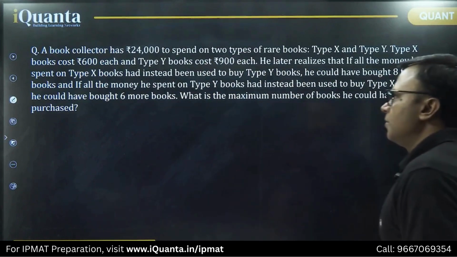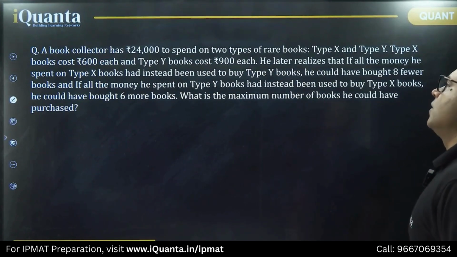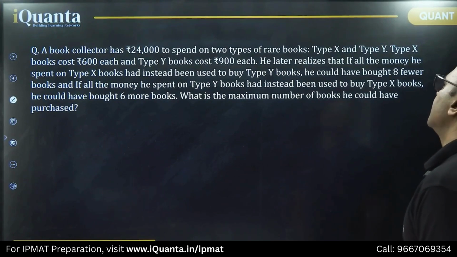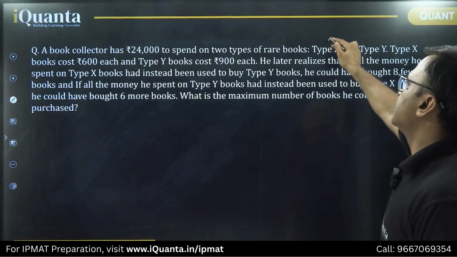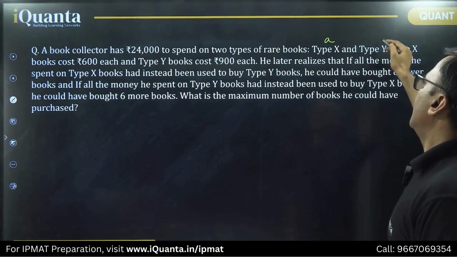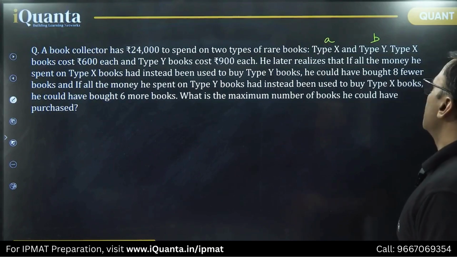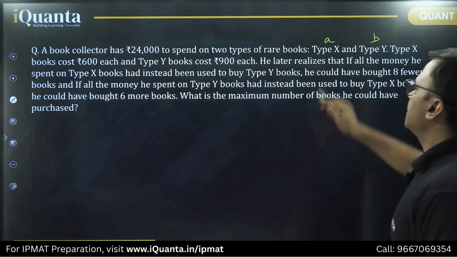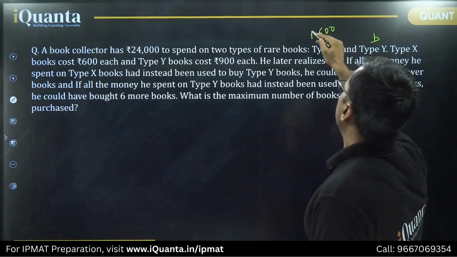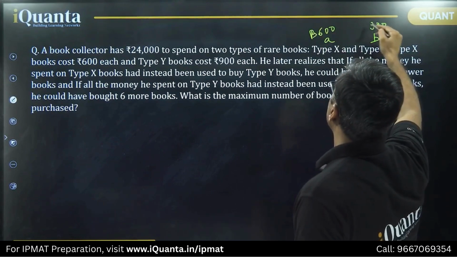This question says a book collector has 24,000 rupees to spend on two types of rare books, type X and type Y. So suppose the number of books of type X is A and the number of books of type Y is B. A and B are the number of books of these two types. The first one costs 600 rupees each, and this one is 900 rupees.